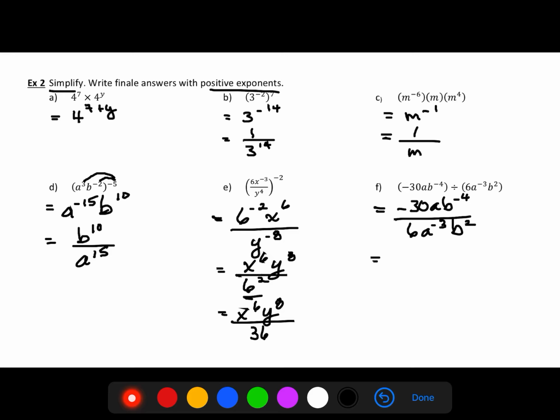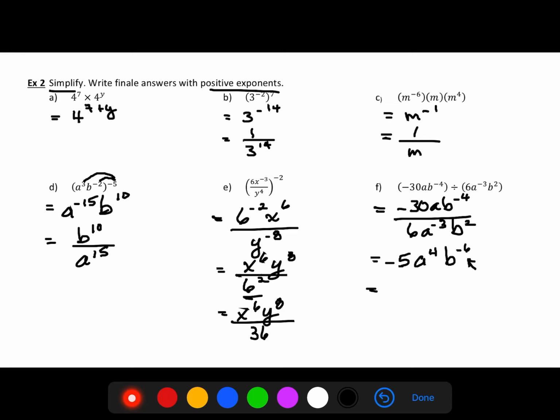So first of all, looking at our numbers, negative 30 divided by 6 leaves us with negative 5. We're going to subtract our exponents. So a subtract negative 3. This is where we need to pay attention to our signs. Subtracting a negative means we're going to add 3 to the a. When we subtract 2 from b, we're going to get b to the negative 6.